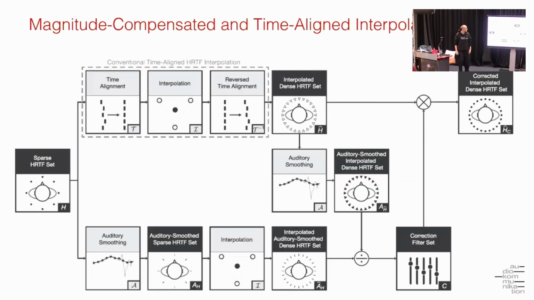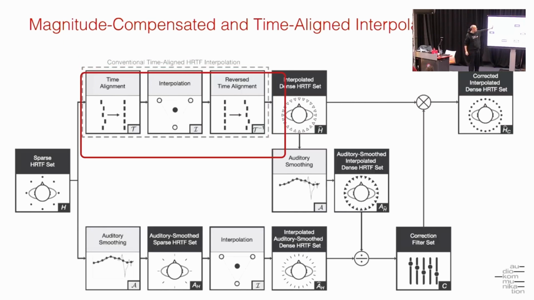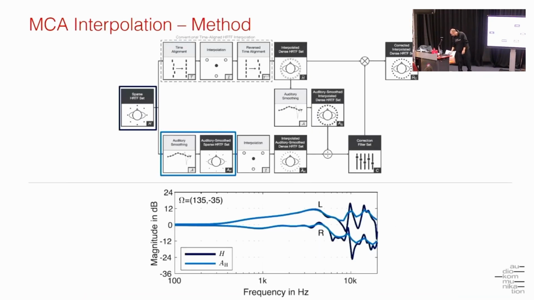And to improve this, we recently suggested what we call magnitude compensated and time-aligned interpolation. You can see that it has time-aligned interpolation as one branch, but we're introducing a parallel branch with the aim to design a correction filter to correct errors in the HRTFs after the time-aligned interpolation. And this is the idea behind it.